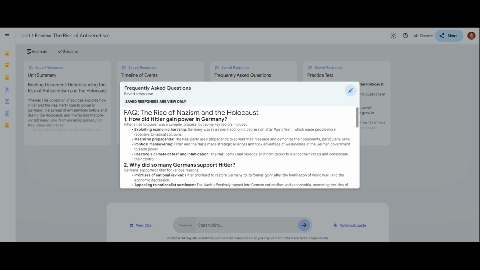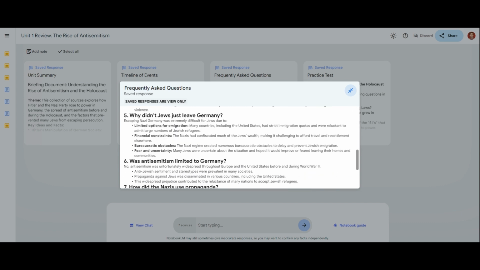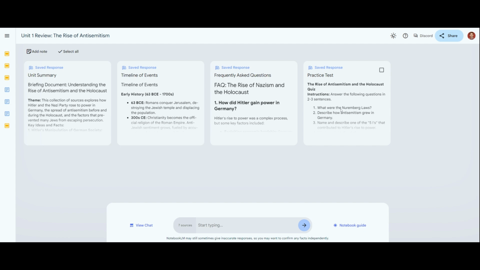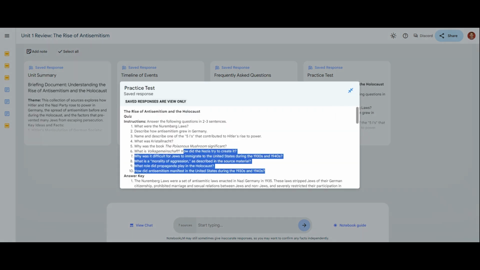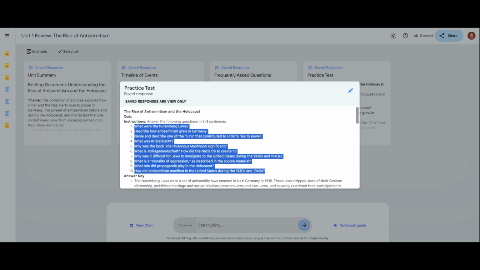These are really helpful to see some misconceptions that are oftentimes had that will help you on the upcoming assessment. And then once you go through those, you can try out the practice test. So these are 10 questions that are most significant to the unit at hand.